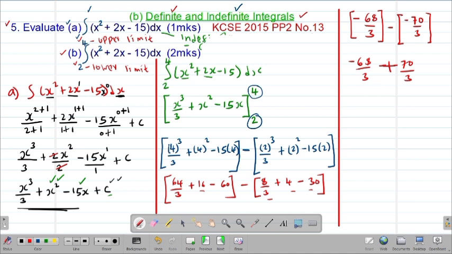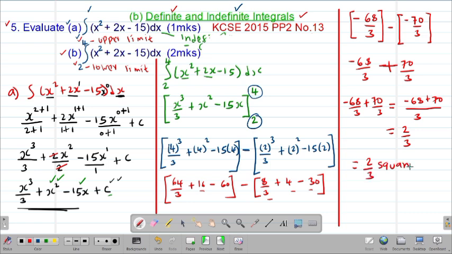Minus of course will give us plus. Therefore negative 68 over 3, then plus 70 over 3. The LCM of course will be 3. So by 3, this will be negative 68, then plus 3 into 3, 1 times 70. This will give us 70. So negative 68 plus 70, we get positive 2, over 3. Therefore, the final answer will be 2 over 3 square units.